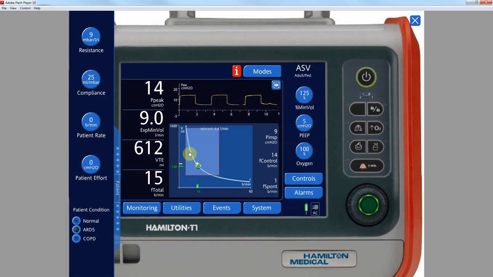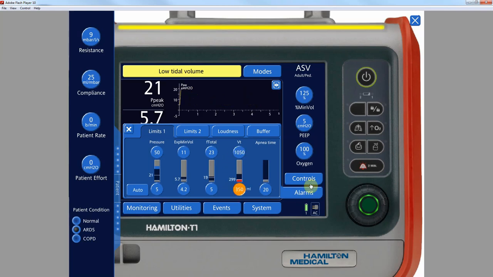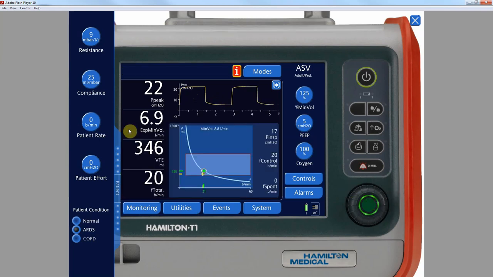It takes it a few breaths to get feedback from the patient to determine the lung compliance and resistance and all that. So what it's going to eventually do is bring the safety box down, or it should, if the simulator wants to be nice. So it's bringing the tidal volume down. We already have our low tidal volume alarm setting to high for this patient. So it's given a higher frequency and a lower tidal volume.